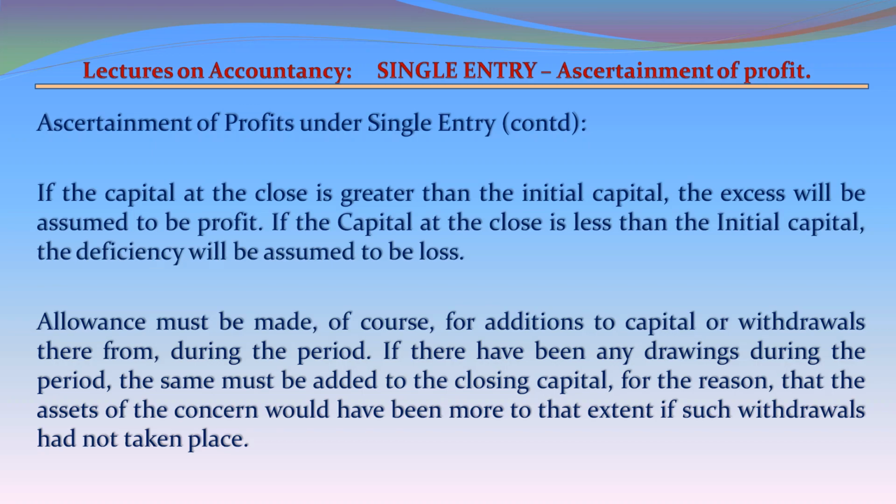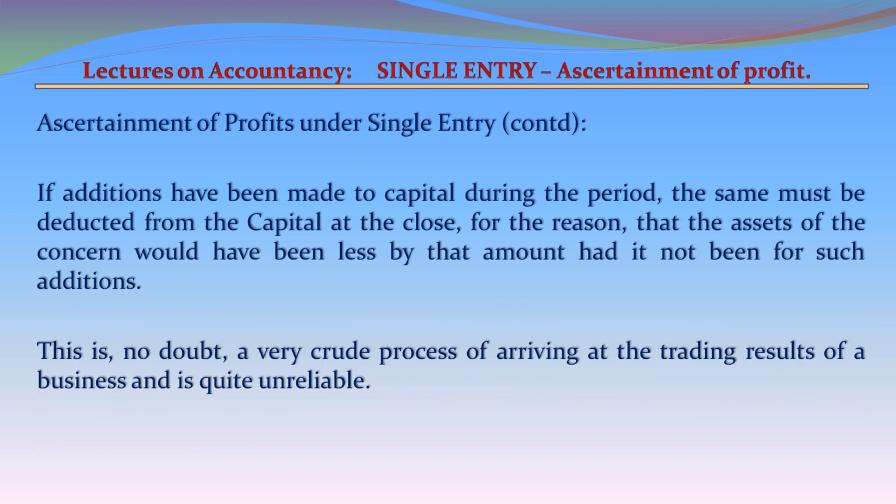Allowance must be made, of course, for additions to capital or withdrawals therefrom during the period. If there have been any drawings during the period, the same must be added to the closing capital, for the reason that the assets of the concern would have been more to that extent if such withdrawals had not taken place. If additions have been made to capital during the period, the same must be deducted from the capital at the close, for the reason that the assets of the concern would have been less by that amount had it not been for such additions. This is no doubt a very crude process of arriving at the trading results of a business and is quite unreliable.